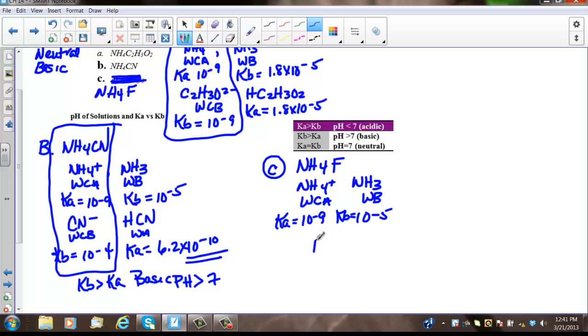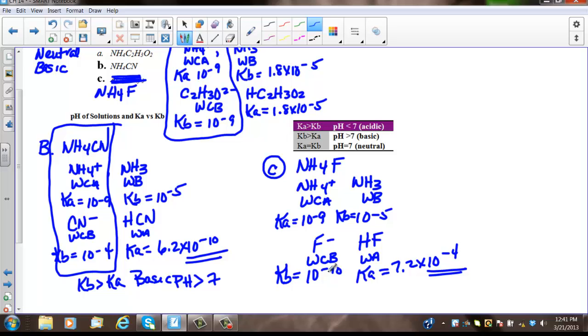So now we're looking at F minus. F minus is a weak conjugate base, which comes from HF, which is a weak acid. How do I know it's a weak acid? Because it's not one of the 6 strong that I told you you have to memorize. So when I look up the Ka of hydrofluoric acid, it's 7.2 times 10 to the minus 4. Again, I'm only interested in the exponent, which means that the Kb of F minus is going to be approximately 10 to the minus 10.